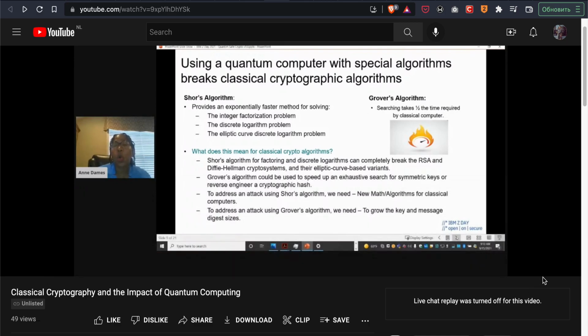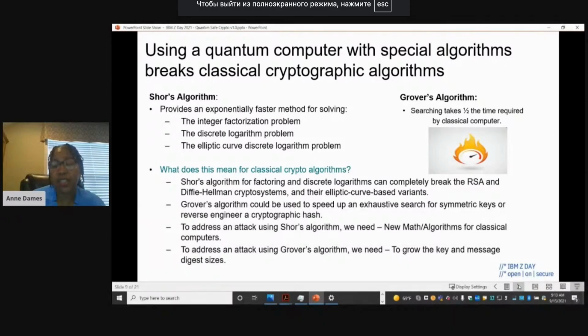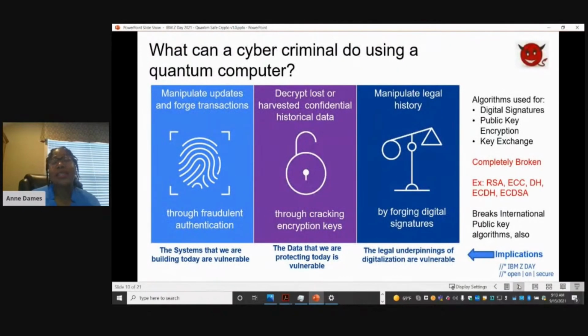We just need to grow the sizes of the key or increase the message digest sizes. So that's the kind of impact that we realize can occur with a quantum computer as it relates to our classical cryptographic algorithms. So, what can a cyber criminal do? Let's talk about that for a second. What can a cyber criminal do using a quantum computer?